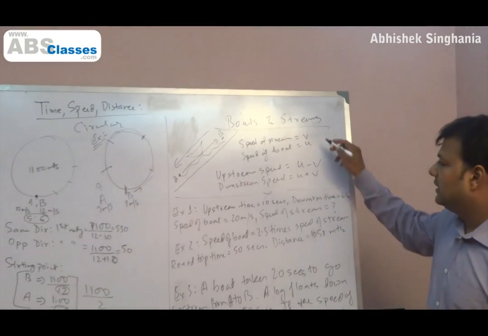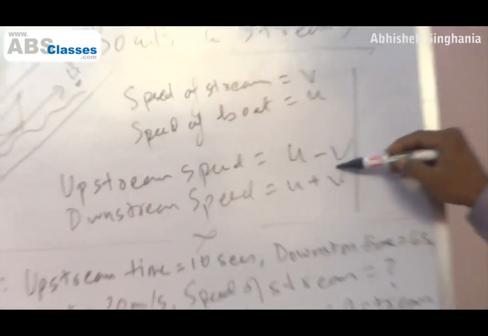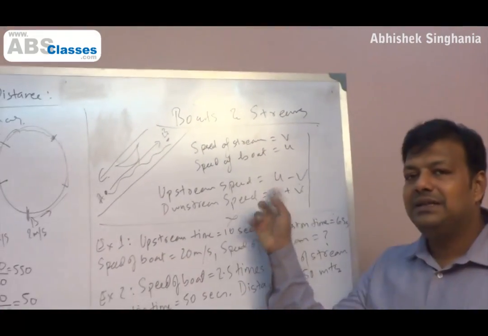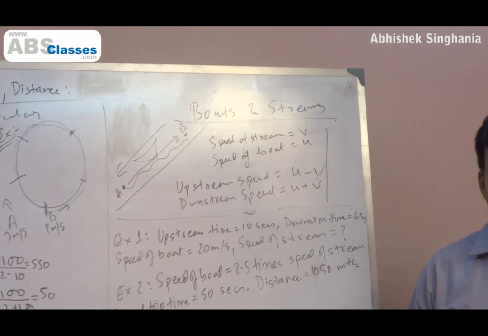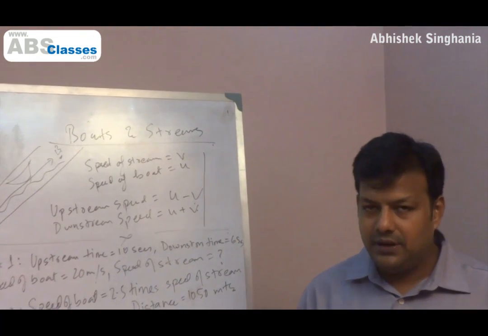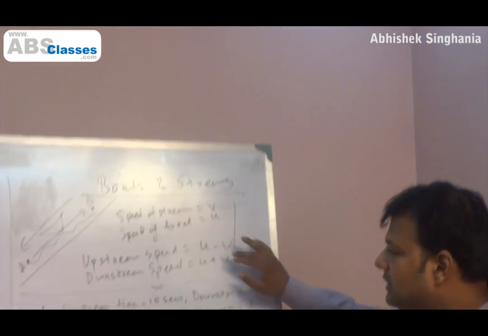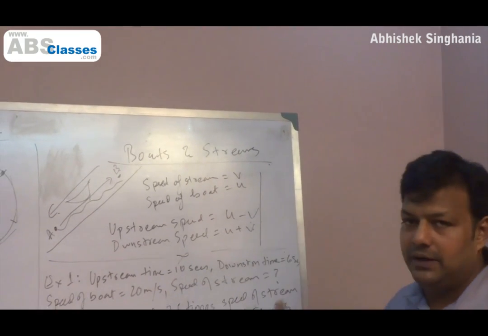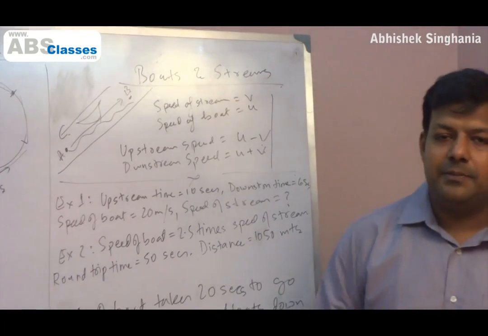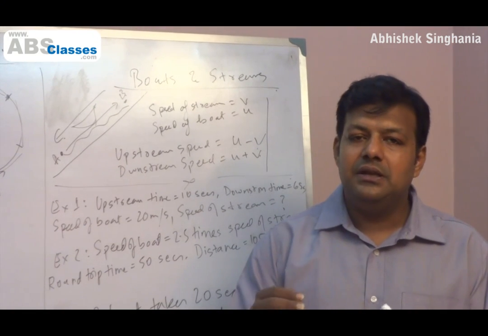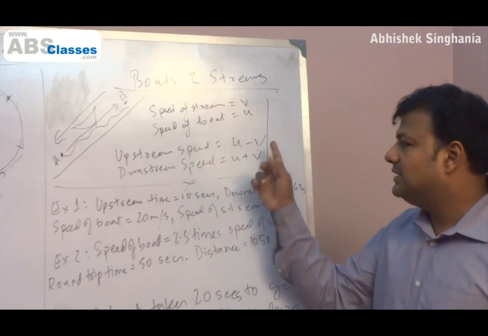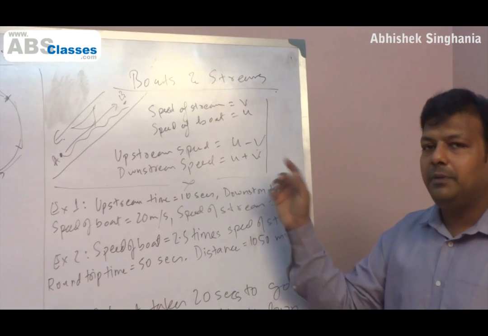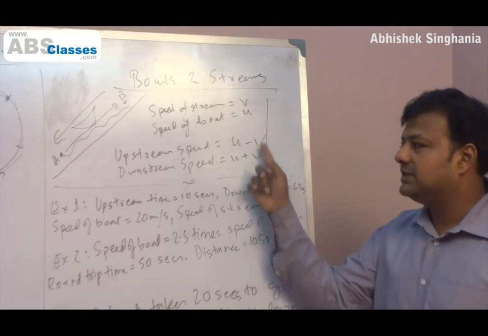Now just think of this. If I know the ratio of these two, I can easily find the value of these two. For example, if it's given that upstream speed is 10 meter per second, downstream speed is 12 meter per second. So I know u minus v is equal to 10, u plus v is equal to 12. So I can easily solve, u is 11, v is 1. Say upstream speed is 6 meter per second. Downstream speed is 10 meter per second. So u minus v is 6, u plus v is 10. So I can easily solve, right? u will be 8, v will be 2. 8 minus 2, 8 plus 2, 6 and 10.